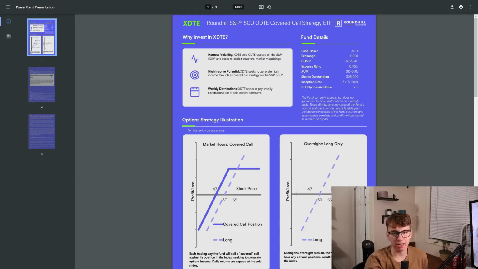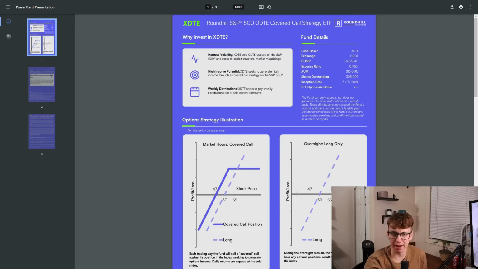Now, the high income potential for XDTE is because of this covered call strategy on the S&P 500. And what they're doing, and I'll explain this, is they're seeking to get more price appreciation out of the market than you would from monthly calls, which is super, super interesting. When I first heard this idea, I didn't quite understand it. It took me a little bit to actually understand what they're doing and how it works. And I do think it's a really good idea. And so that's why I am excited for the other funds they're going to be putting out.